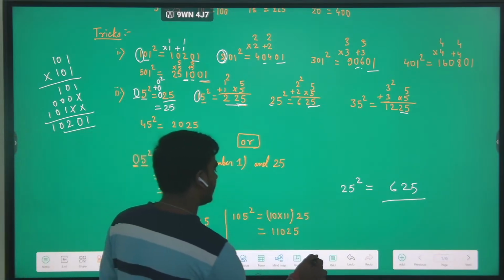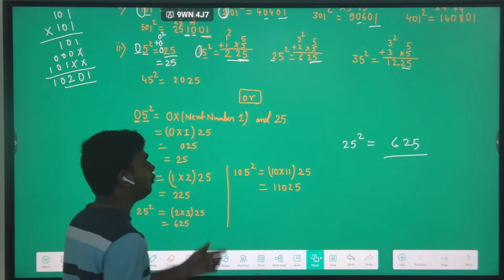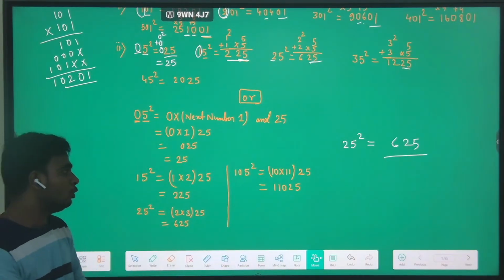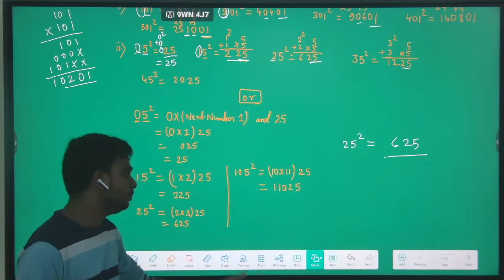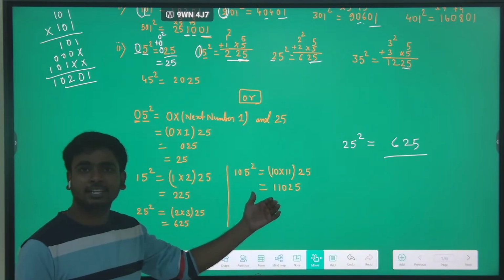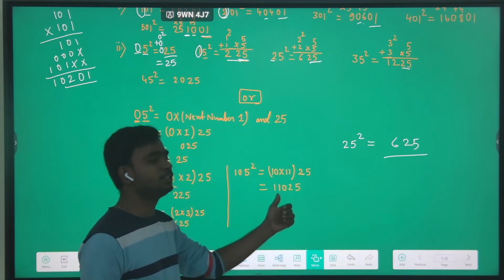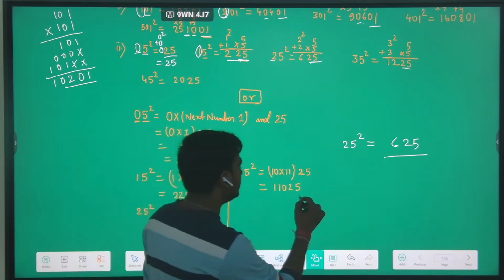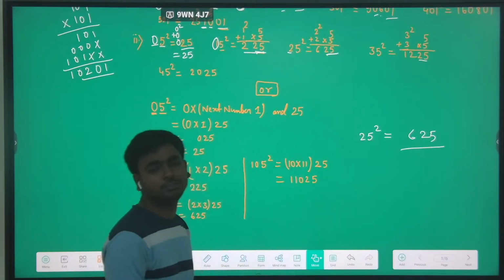So it is an easy approach. Similarly, if we are asked to find the value of 105 whole square, what will we do? 5 square is 25. The number before 5 is 10, so we will multiply 10 with the next number, 11. 10 into 11 is 110. So the value will be 11,025.